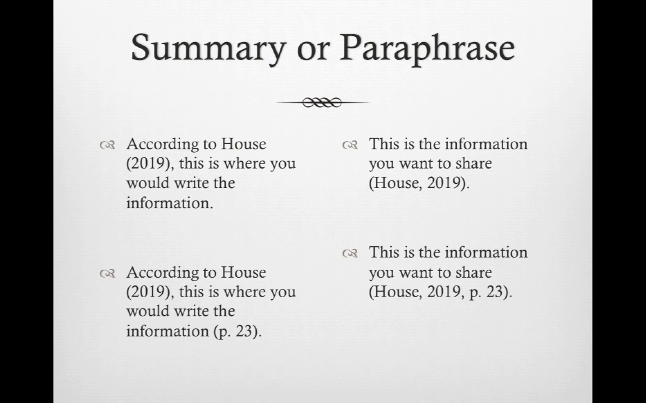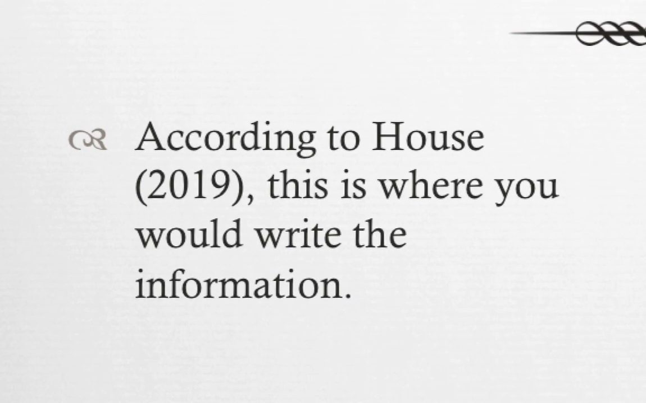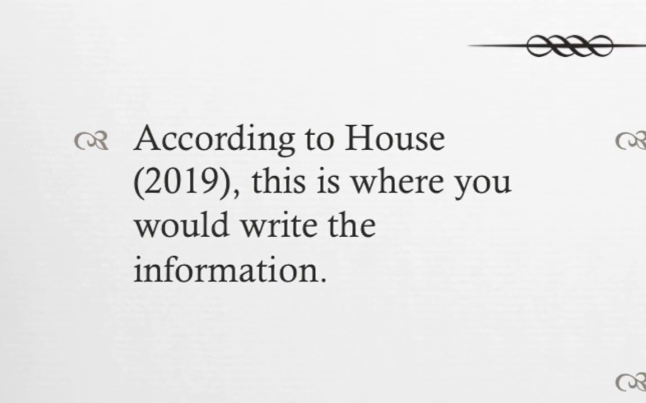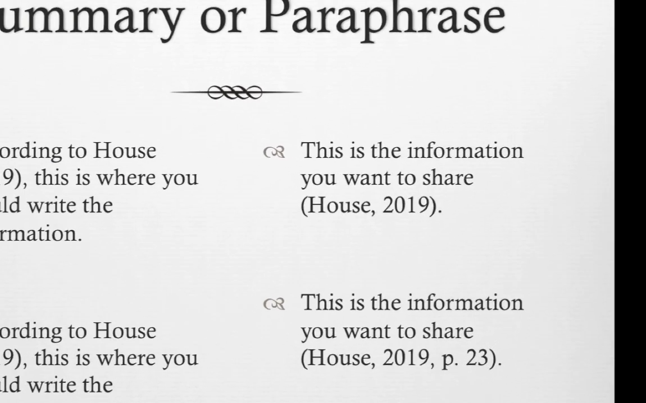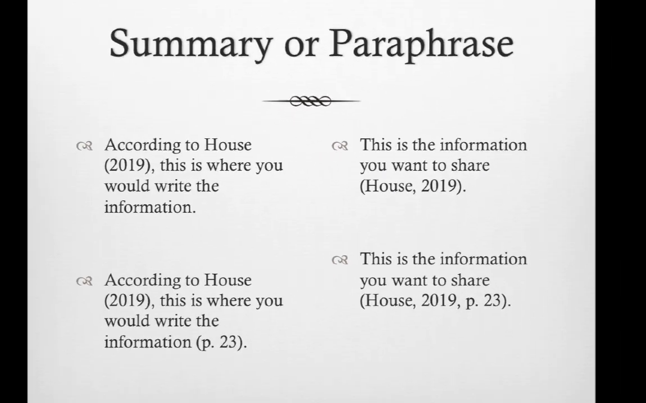The first two options just include the author's last name and the year of publication. If you say the author's last name in the sentence, make sure that you put the year of publication in parentheses immediately after it. If you do not mention the author's last name in the sentence, then you put the last name, a comma, and then the year of publication in parentheses at the end of the sentence. The period always goes after the citation.